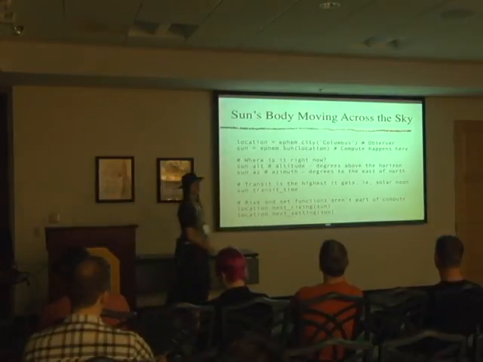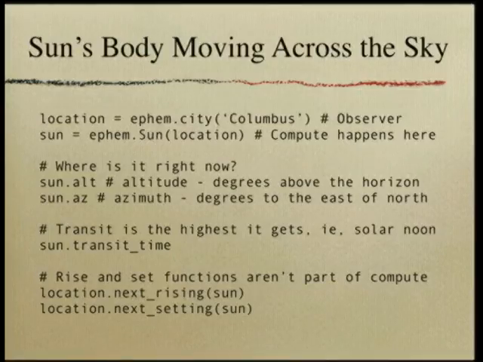And so here's an example of using ephem to figure out the sun moving across the sky, just a representative body. So our location, we tell it ephem.city, and we put in the string Columbus, and we have our observer for right now. And then you create a sun object. So ephem has a bunch of built-in objects for solar system bodies, so we've got the sun. And you give it your location as your input parameter, and the compute happens as you create the object. So everything in that other slide, all 3 steps, they just happened.